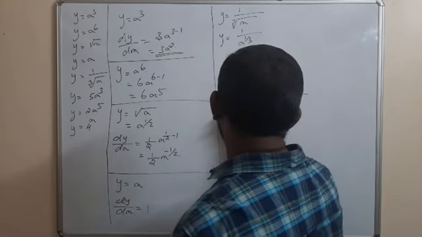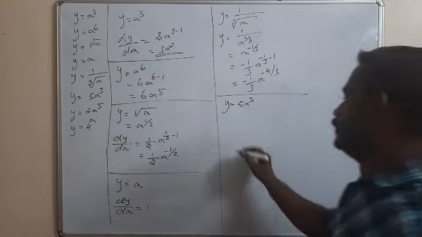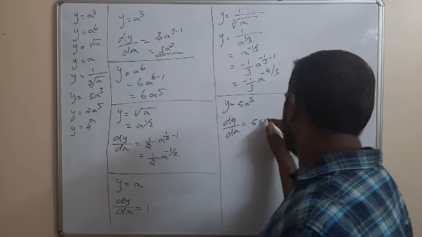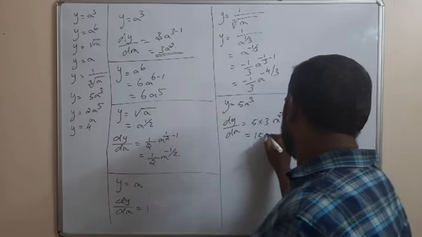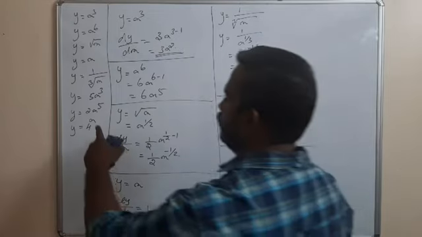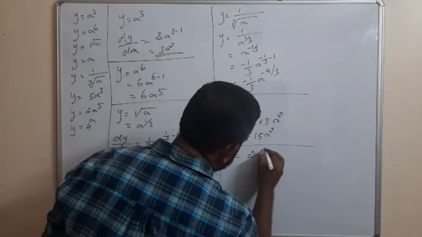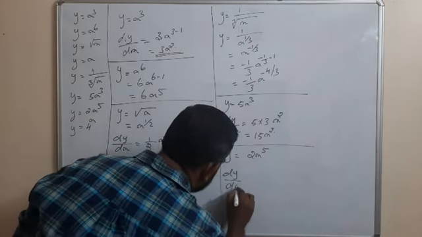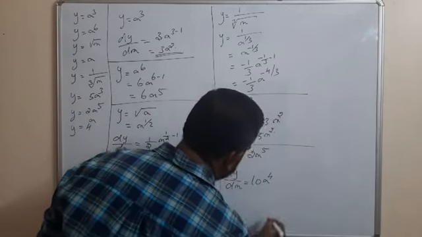y is equal to 5x cube. dy by dx equal to 5 into 3 into x square, that is 15x square. y is equal to 2x power 5. dy by dx equal to 2 into 5, 10x power 4.